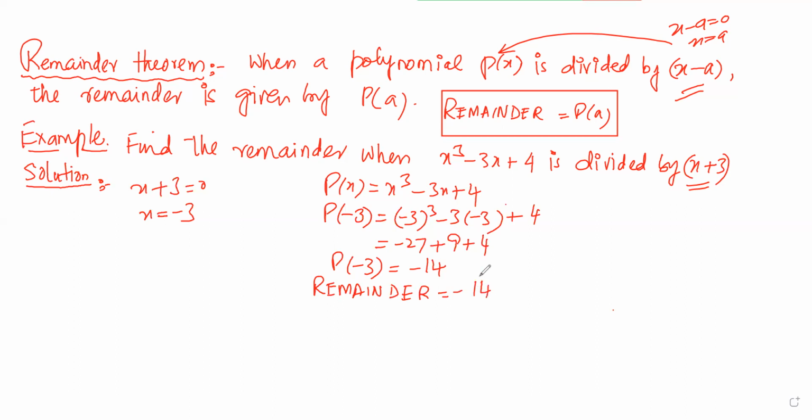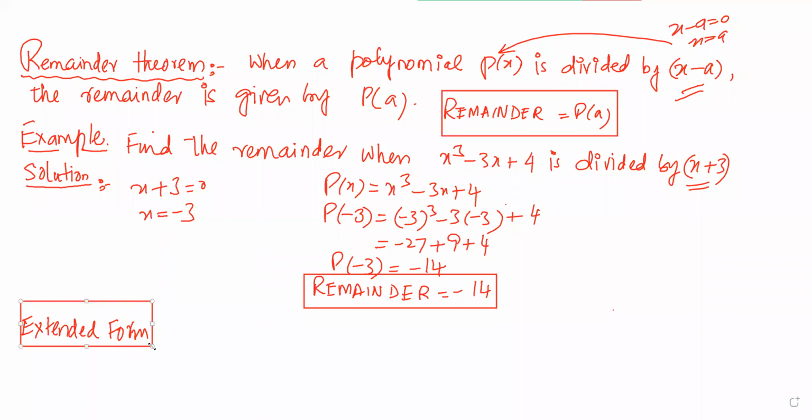When you divide x cube minus 3x plus 4 by x plus 3, this is the remainder. This remainder theorem can be written in an extended form. So next I'm writing the extended form of the remainder theorem. What is the extended form?